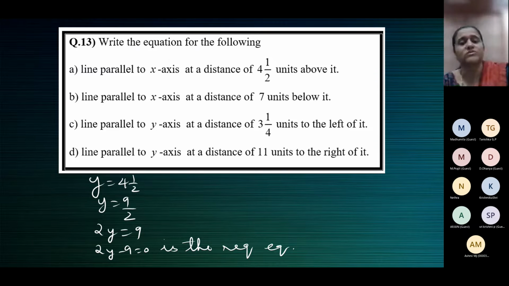When the options are given, you may be given the option y is equal to 9/2. Sometimes you may not find that option. You will find the option 2y minus 9 is equal to 0, which is given in the standard form. So please make a note. If you have not written in the standard form, just continue, finish it.